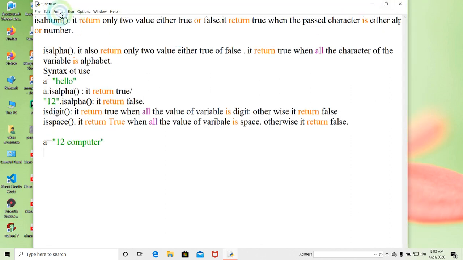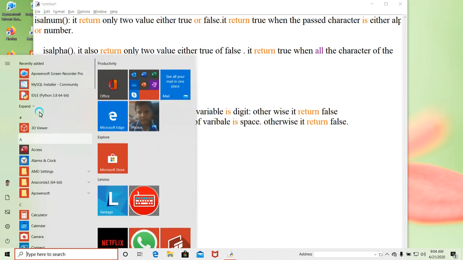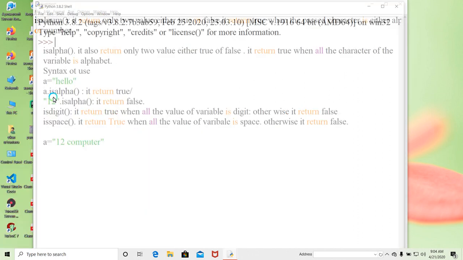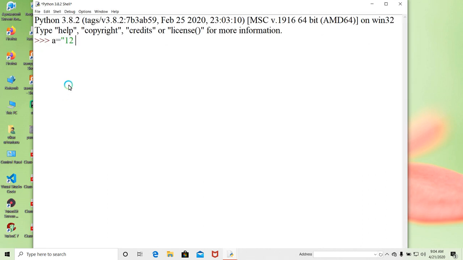Let me close and again let me open. A is equal to 12 space computer, and I check A isdigit, it returns false. But if we write A of 0 isdigit, it returns true. Why? Because when we pass A, it is checking all the values, and when we write A of 0, that means it is going to check a particular index value, and on the 0 index 1 is there, that's why it returns true.